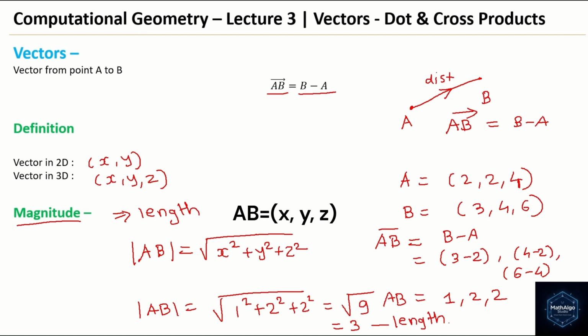Understanding vector representation and magnitude is extremely important because these concepts form the foundation for dot products, cross products, projections, angles between vectors, and almost every 3D geometry algorithm we'll see later. In the next part of this lecture, we'll build on this and explore dot product and cross product along with their geometric and computational significance.